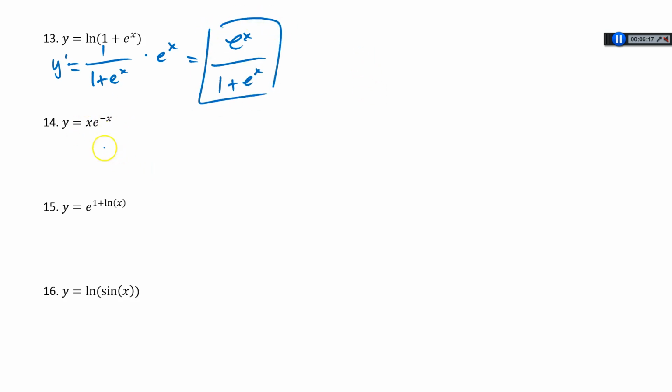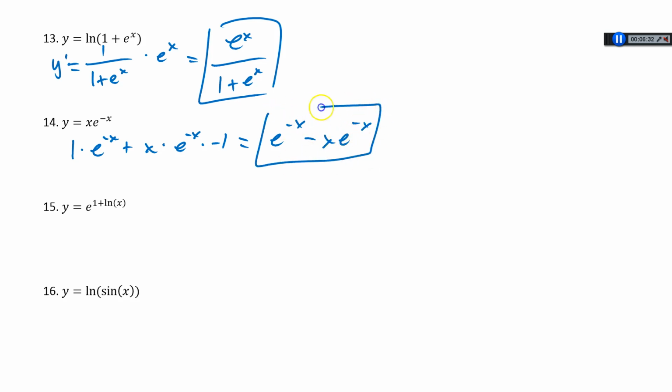X e to the negative x, product rule. 1 times e to the negative x plus x times e to the negative x times negative 1, because we have to chain that negative x right there. I would write that e to the negative x minus x e to the negative x. Could factor out the e to the negative x if you wanted to, but I'm just going to leave it there. E to the power 1 plus ln x.